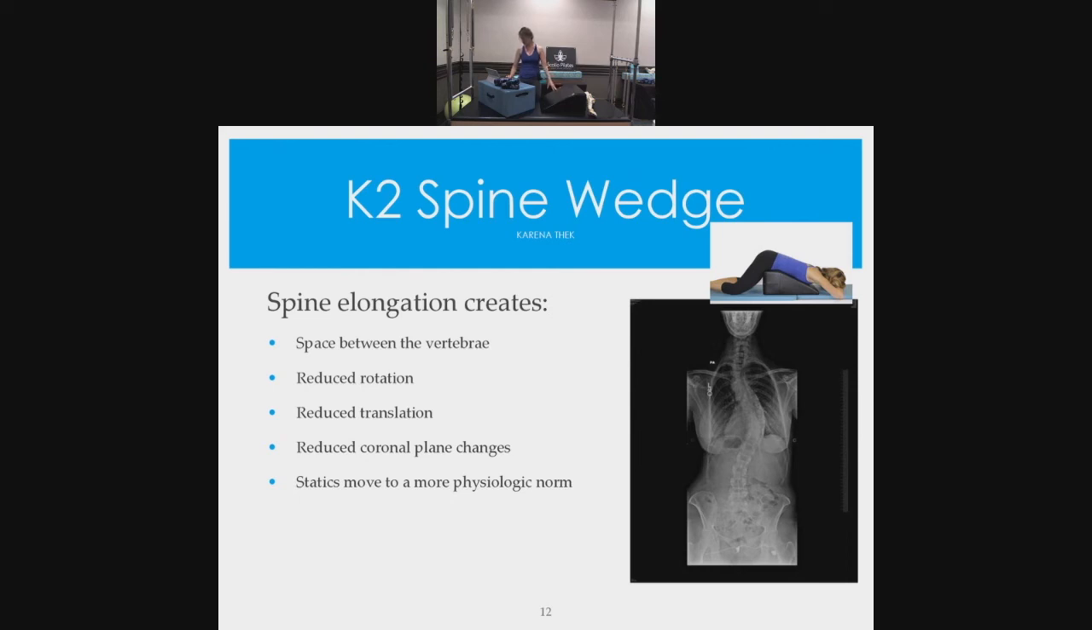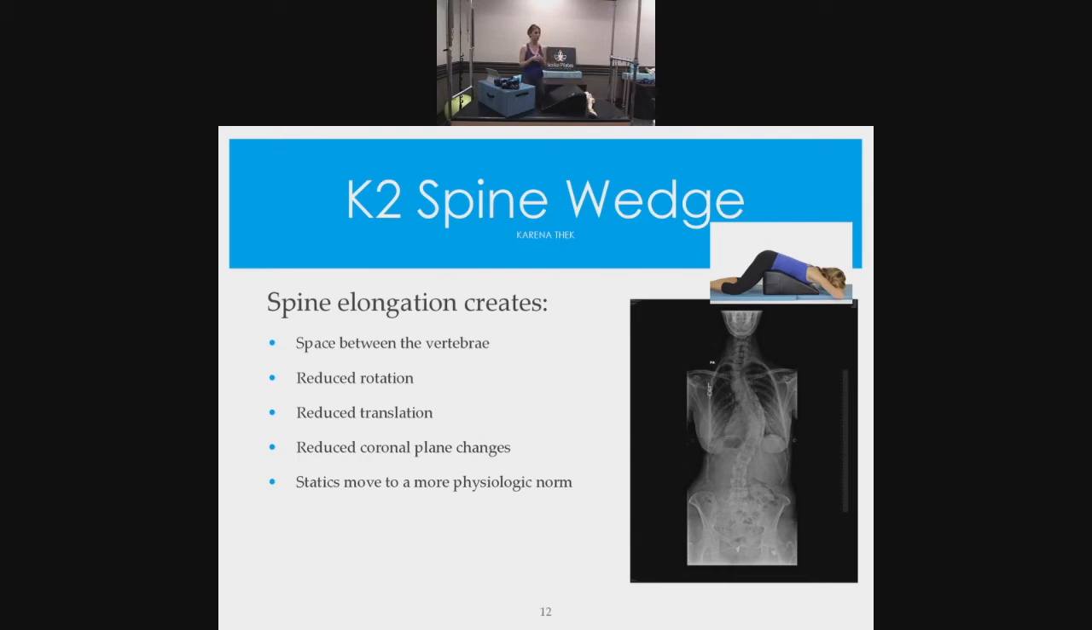Okay. It is going to reduce the coronal plane change also. So the coronal plane change, that side bend, even if you don't have scoliosis, you might have a little side bend. It's also just going to pull everything up and long. So elongation. And that last bullet point there, the statics move to a more physiological norm. That is really, really what we're after.